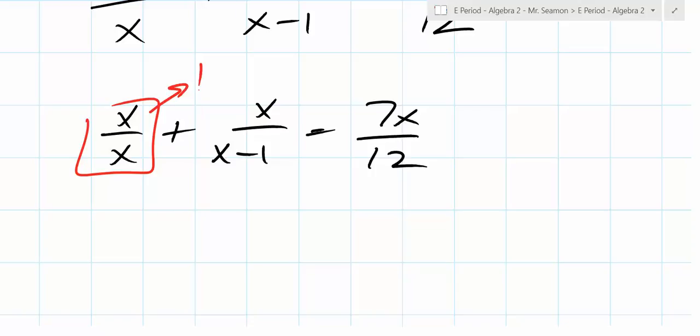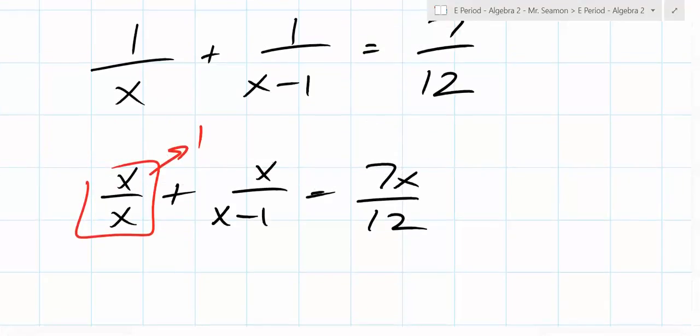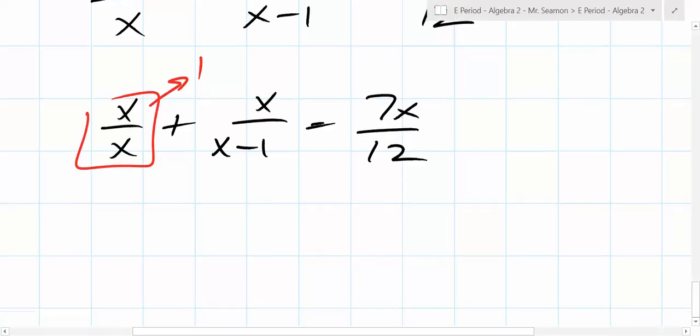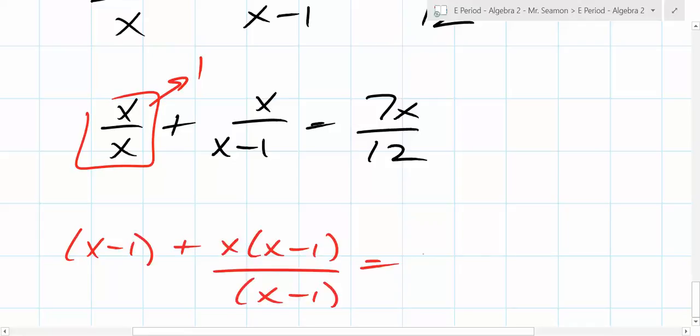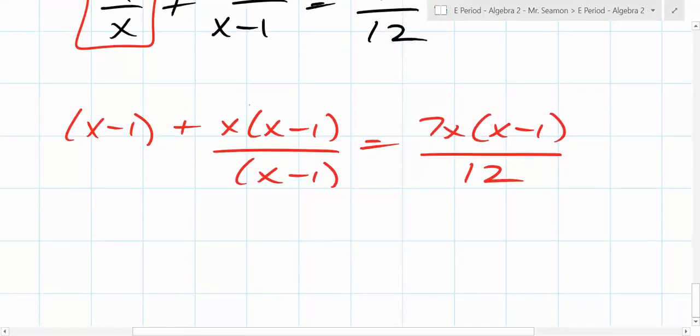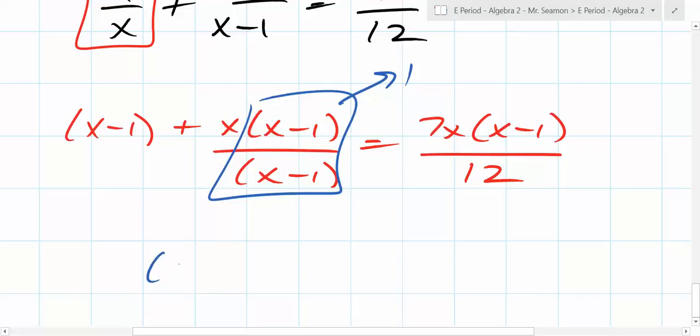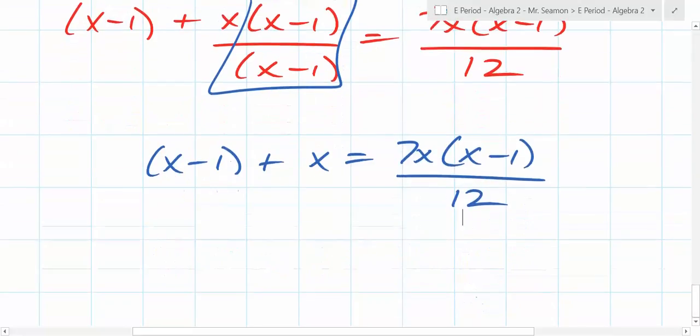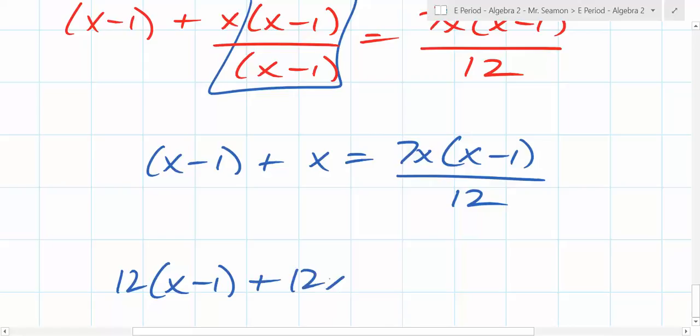That's 1. What could I multiply everything by now? I just multiplied everything by x. What should I multiply everything by now? X minus 1. If I multiply everything by x minus 1, I end up with x minus 1 plus x times x minus 1 all over x minus 1 equals 7x times x minus 1 all over 12. What's x minus 1 over x minus 1? So what do I end up with? X minus 1 plus x equals 7x times x minus 1 all over 12. What could I multiply everything by now? 12 times x minus 1 plus 12x is equal to 7x times x minus 1.